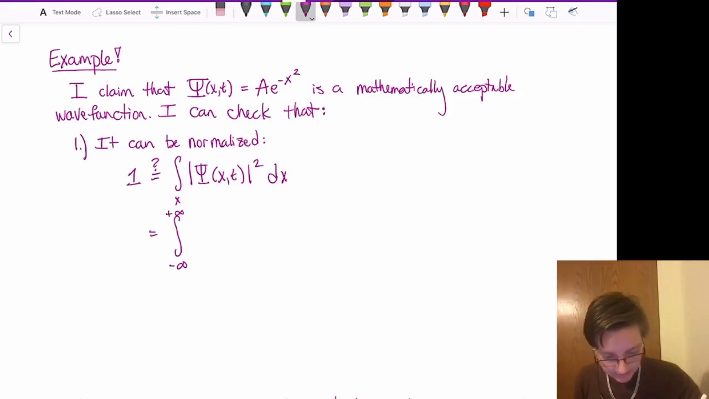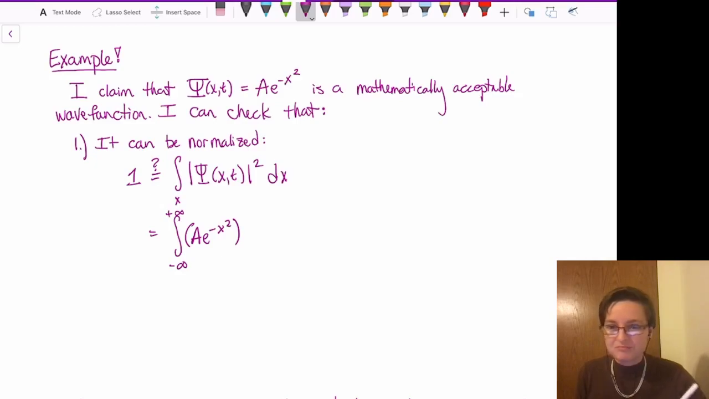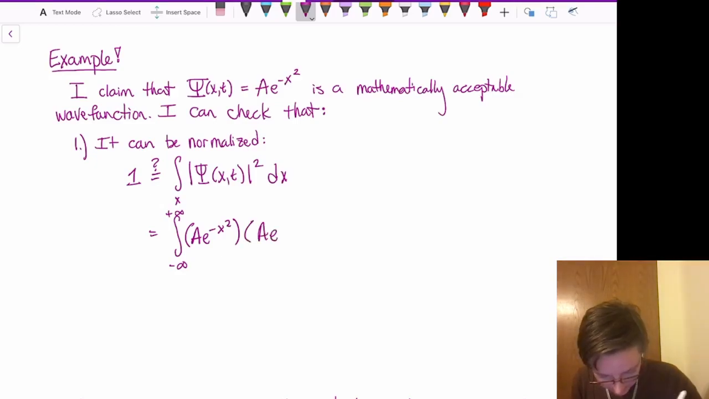And remember this psi squared notation. It's really only futzy if we're dealing with a function that has complex numbers. This one doesn't, and so what I'm going to do is take the complex conjugate of this function, which, because it's an entirely real function, didn't change anything about the function, and we'll multiply it by the original function.